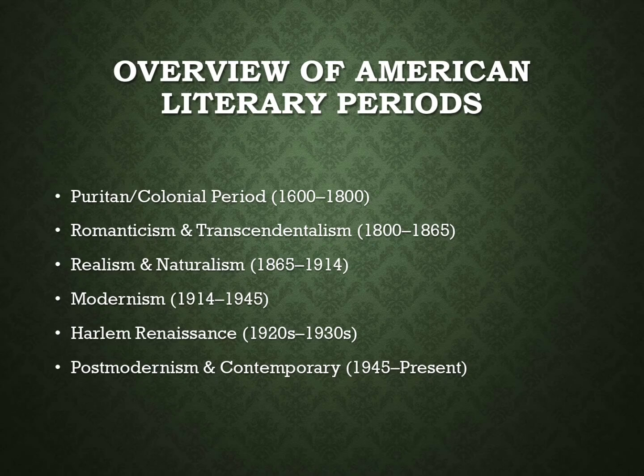Before jumping into important American writers, let's begin by understanding the broad historical flow of American literature. We have divided it into 6 major periods for you to understand better. The first period is the Puritan or the colonial period, which lasts from 1600 to 1800. Early religious and political writings were happening in this period. The second period was Romanticism and Transcendentalism, which lasts from 1800 to 1865, and the main focus was on imagination, nature, and individualism.